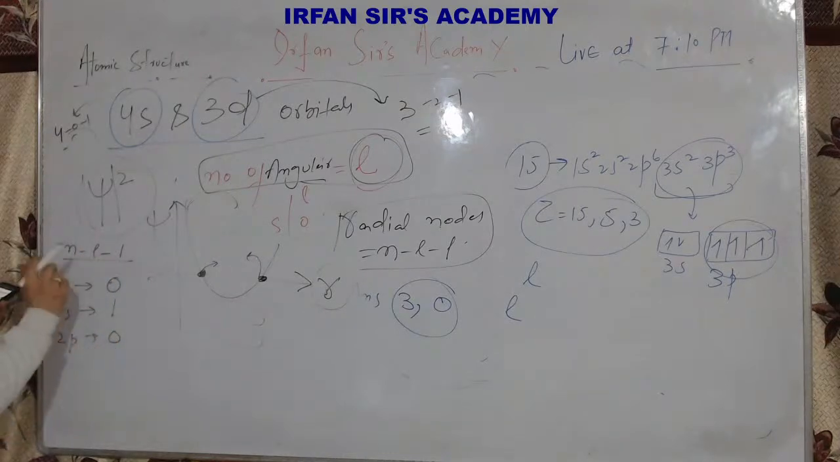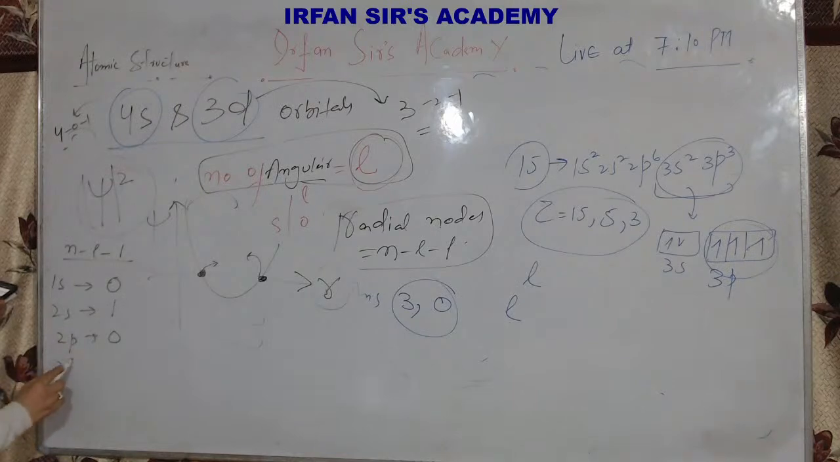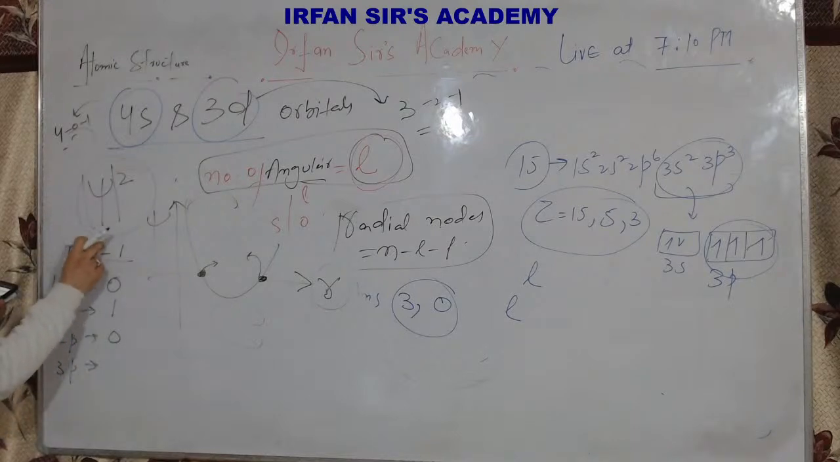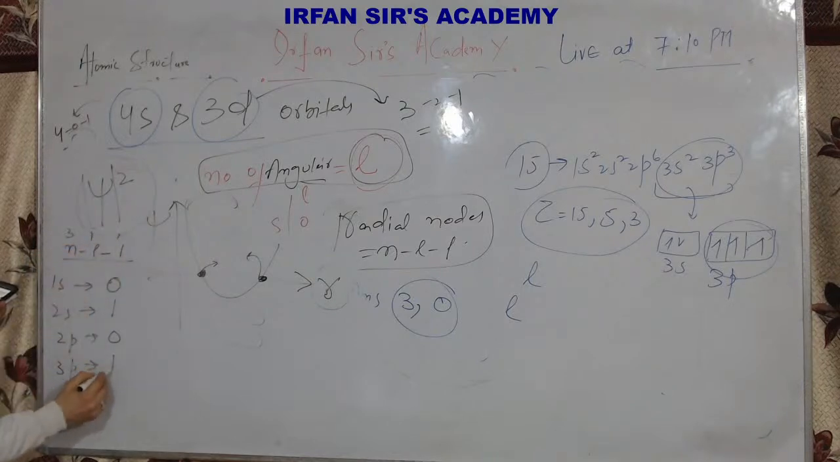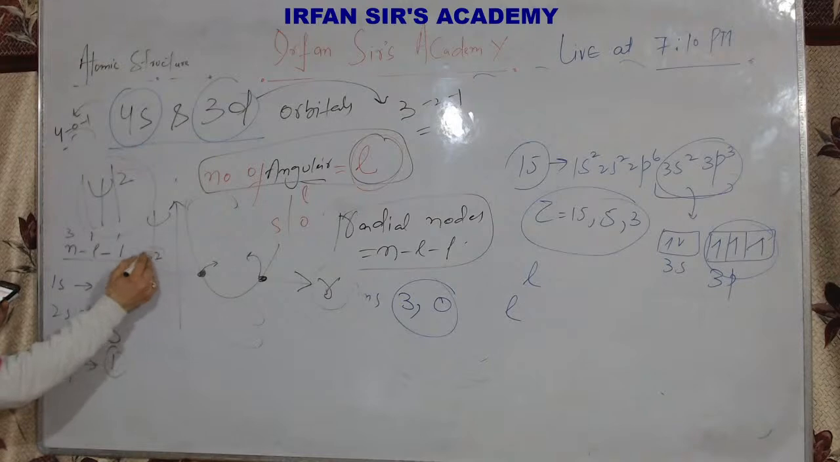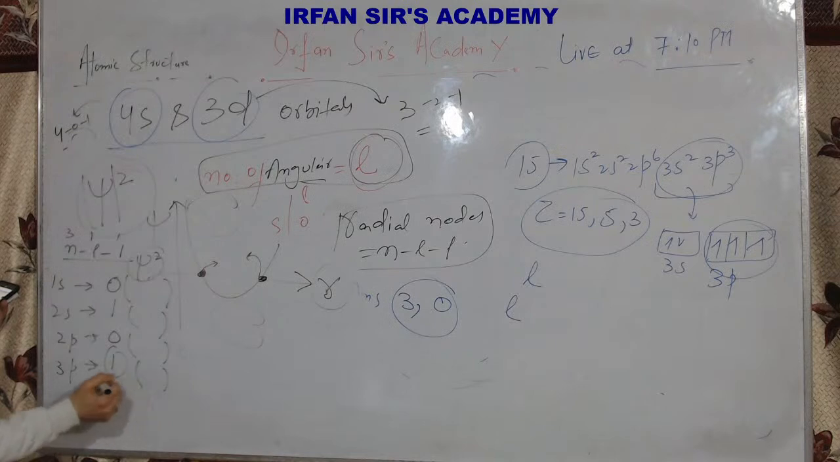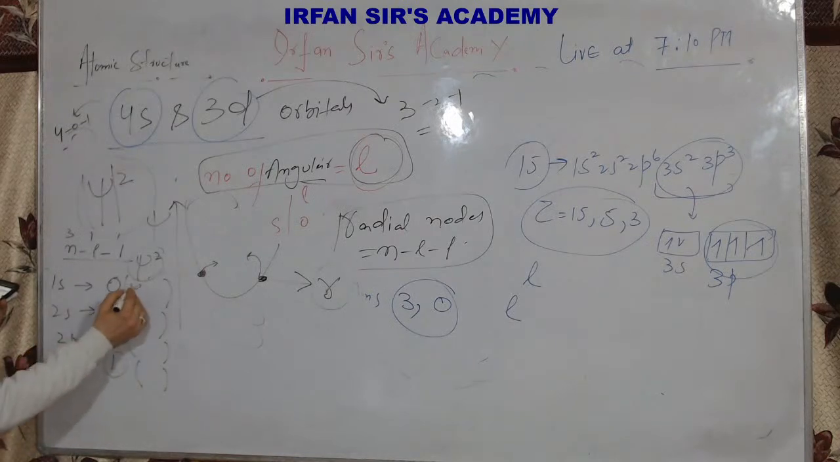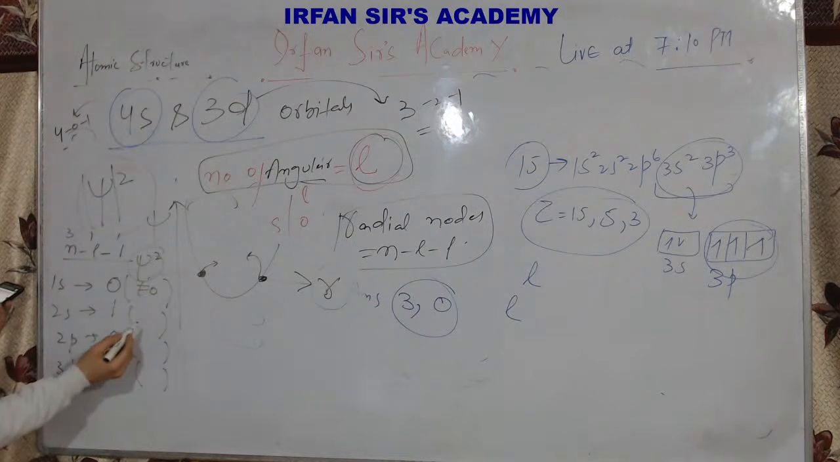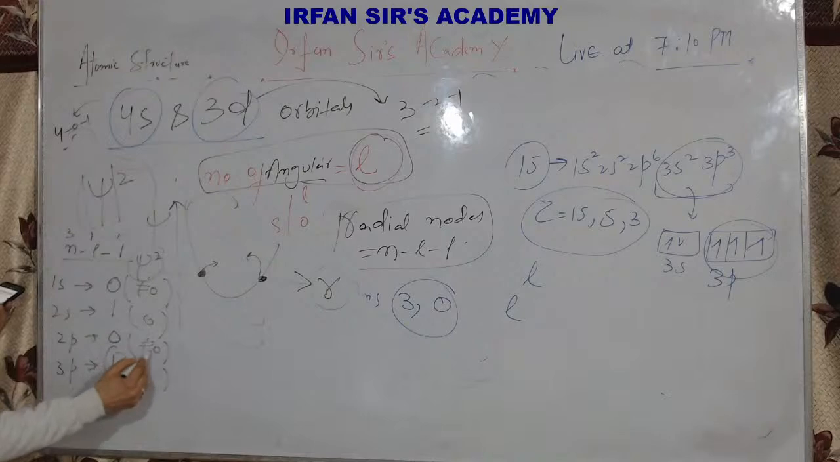And for 3p orbital, what will be the value? It will be 3 minus 2 minus 1, that will be 1. Also, for mod of psi square, if we plot the graph for 1s, 2s, 2p and 3s, mod of psi square is different from 0 in some regions, and it is equal to 0 at the nodes.